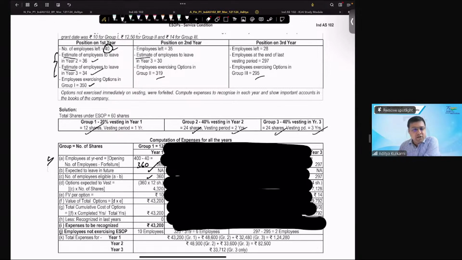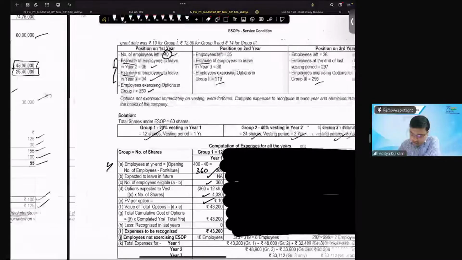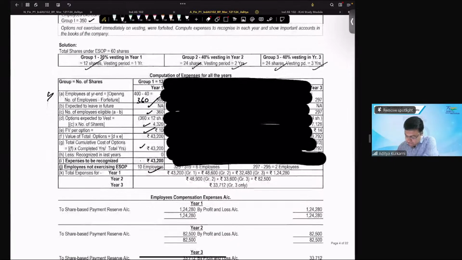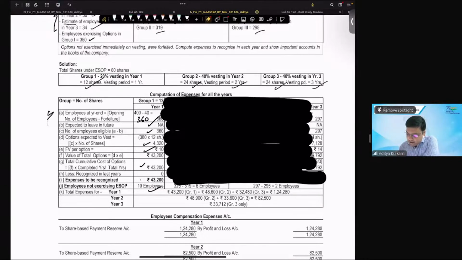Options expected to vest 360 into 12, 4,320. Fair value per option is 10, for group one. So 43,200. And this is only for 1 year. So 43,200 will be your expense. Employees not exercising ESOP, 10 employees. How? It is 360 minus 350. Are we okay with this? Yes, sir. Perfect. So that closes your first point.